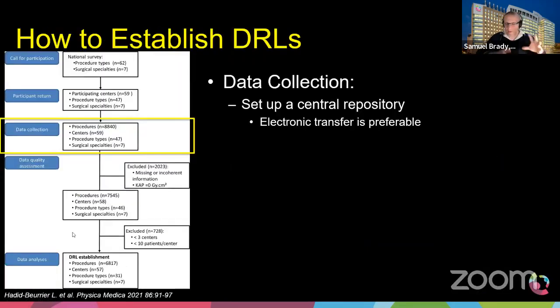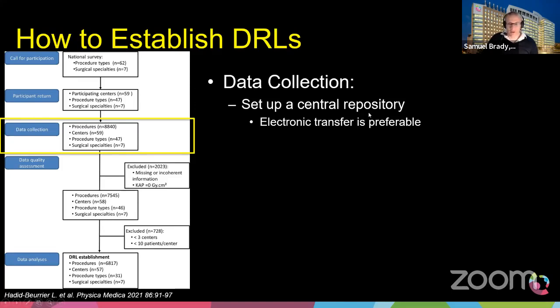So the point here is that the dose monitoring software really is a phenomenal tool for bringing in all your data from all of your imaging modalities and doing some grouping. From there you can categorize or assign the procedure name at your hospital to the procedure name at the DRL or national level, so that you can then submit your data to participate in the next phase, which is data collection.